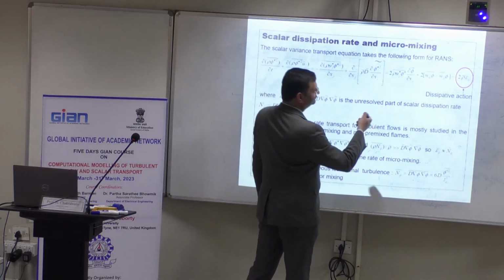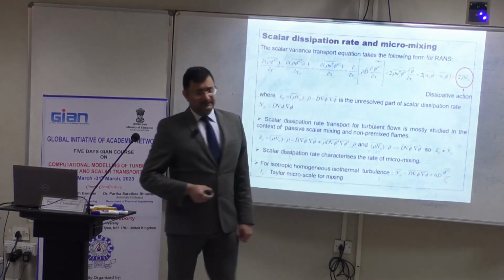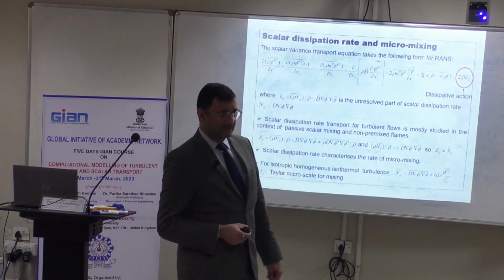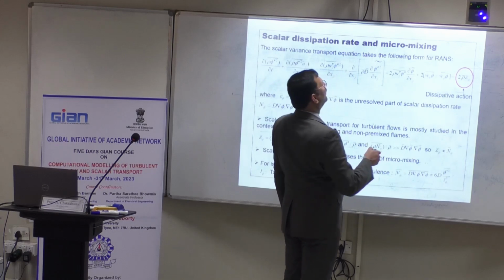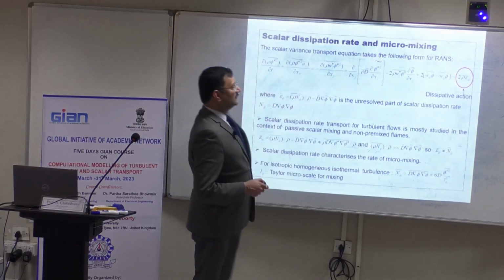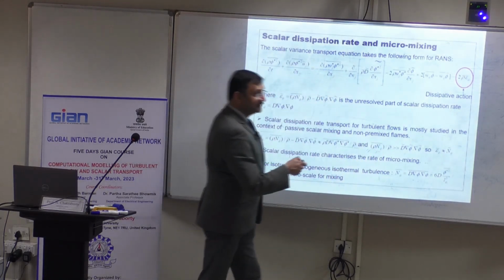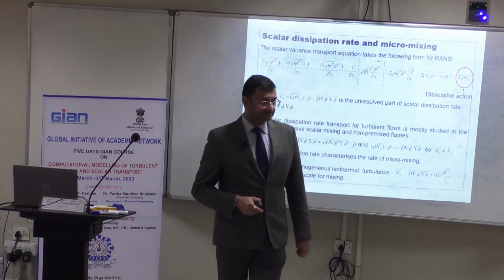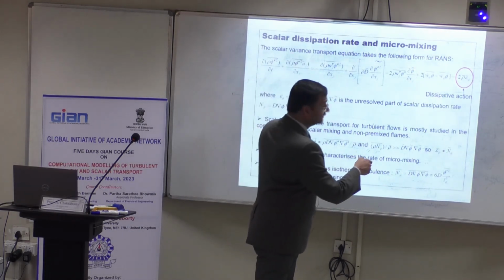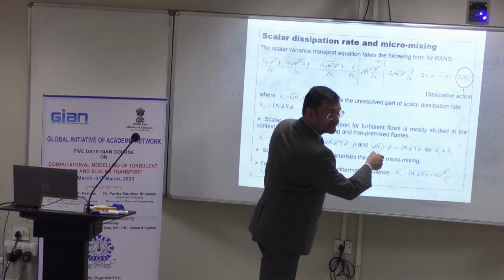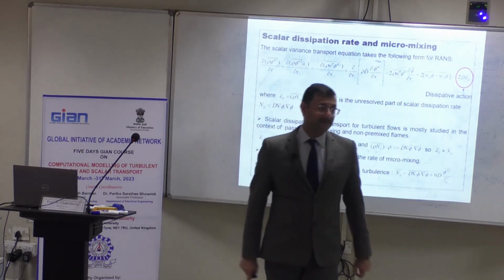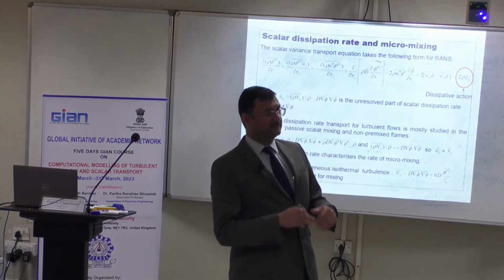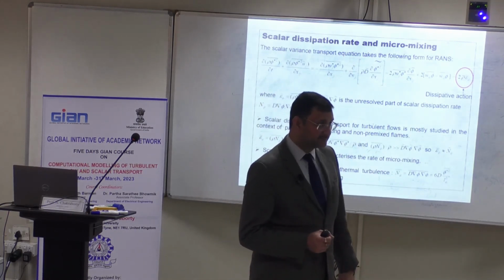This one is often responsible for generation of scalar variance because of the mean species gradient, the mean scalar gradient. You can see the gradient of the mean sitting there. Okay, but there is no compulsion that it will always generate. It can actually kill as well.